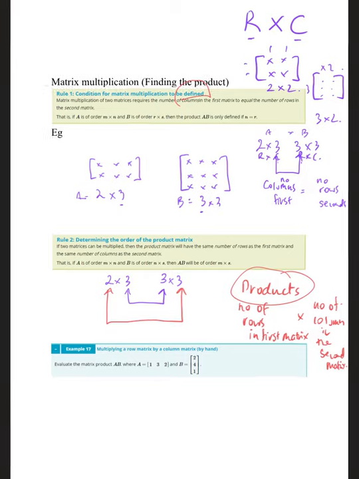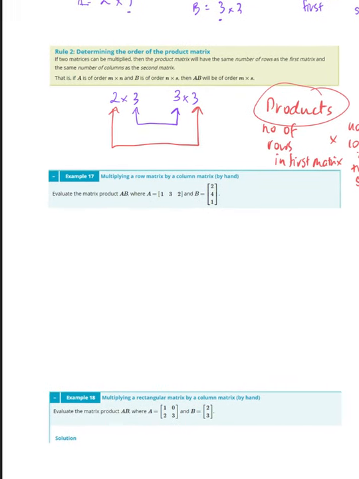Now, multiplying. What I want you to do is, if you want to have a go at this with me, get out a few different colors and you can see what I'm doing. And we'll do a few examples and you'll get it by the end. You should have done a little bit of this last year and hopefully it will come back to you.